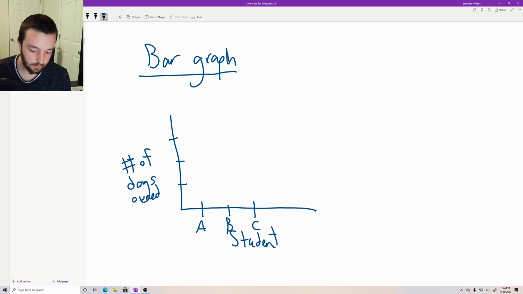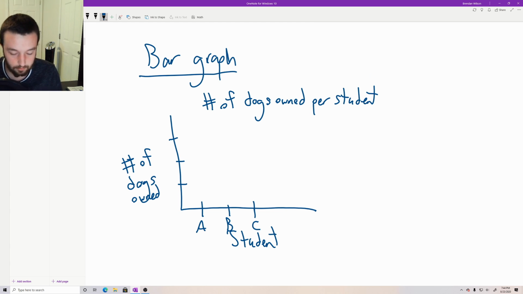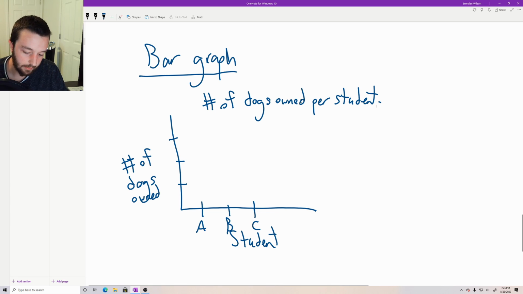And then here we have number of dogs owned per student. So when we're looking at these graphs, there are a few things we should look out for. One, they should always have a title. If they don't have a title, then there's no way you can know what this data is trying to show you.